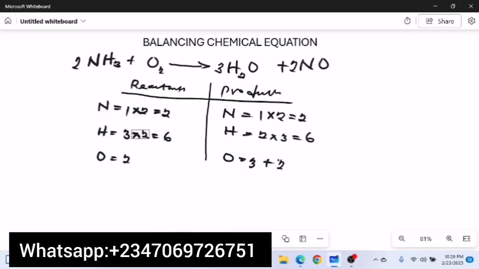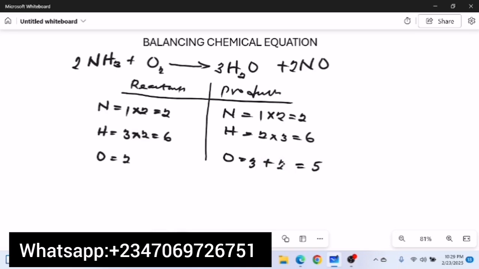Now let's take a look at what we've achieved so far. On the reactant, I have 2 moles of nitrogen. On the product, I have 2 moles of nitrogen. On the reactant again, I have 6 moles of hydrogen. On the product, I have 6 moles of hydrogen. Now on the reactant, I have 2 moles of oxygen. But on the product, I have 3 plus 2, total of 5 moles of oxygen. So oxygen is yet to be balanced on the reactant. Now what do we do to balance oxygen? You observe that if this is 2 and this is 3 plus 2 here, it simply gives us 5 moles of oxygen. Let's just indicate that this is 5.